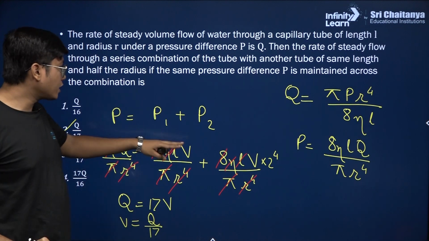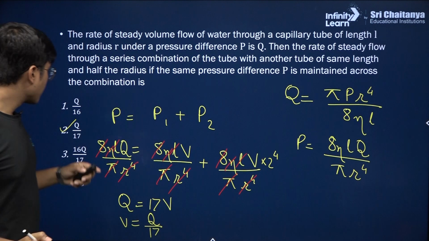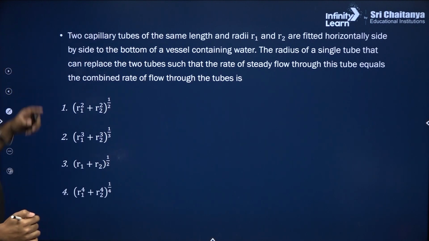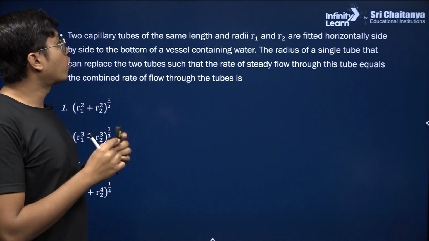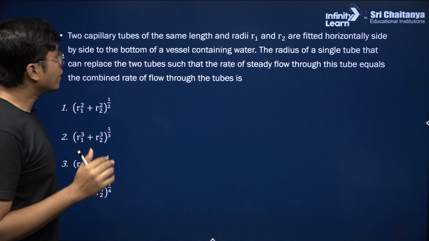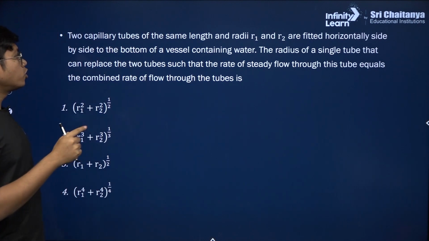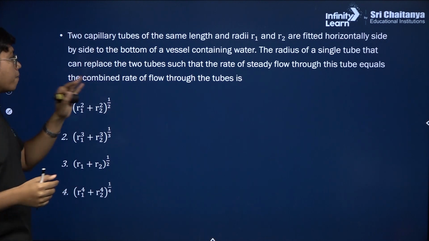So the flow rate, the pressure has also changed in each of them, the flow rate also changes, okay? Next we move on to the case where two capillary tubes of same length, radii R1 and R2, are fitted horizontally side by side to the bottom of a vessel containing water. What is the radius of a single tube that can replace the two tubes such that the rate of steady flow through this tube equals the combined rate of flow?